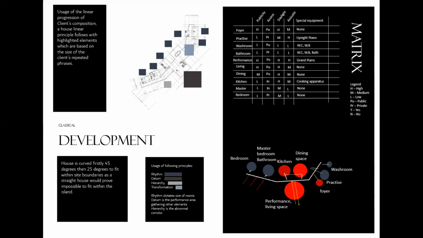Now, back towards the ideation and the space matrix, and also the bubble diagram. We have four design principles that this house follows. Rhythm, which is applied by the highlighted rooms, as you can see. They are in different sizes based on the phrasing that I have explained earlier.